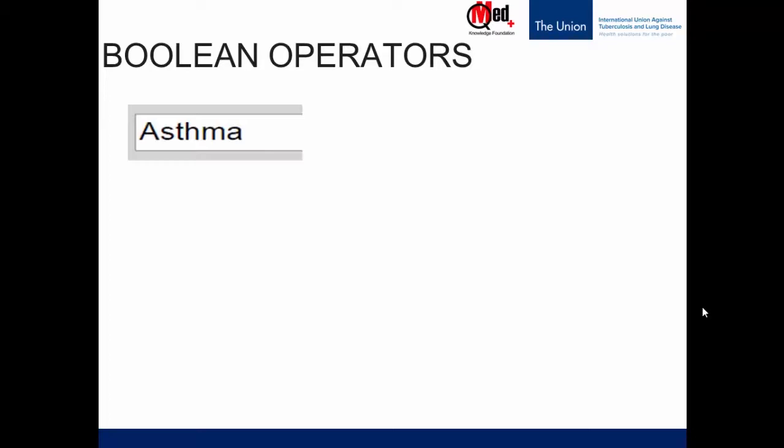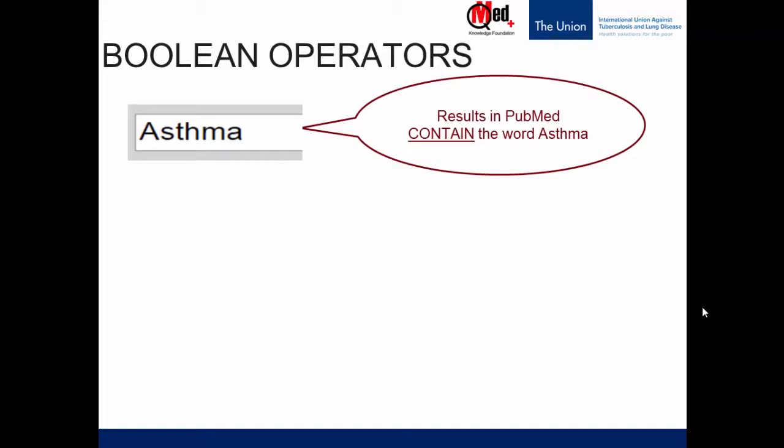I type asthma in the search box in PubMed. I now know that the results in PubMed contain the word asthma. This is simply a refresher of principle 1. Let's say I get 100 results. Yes, it's not the real number, but this is only for this exercise. Let's say I get 100 results that contain the word asthma. I have not tagged my search.